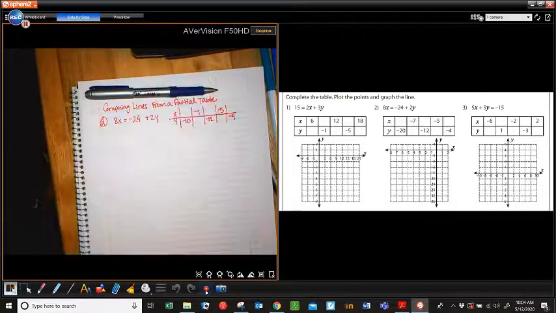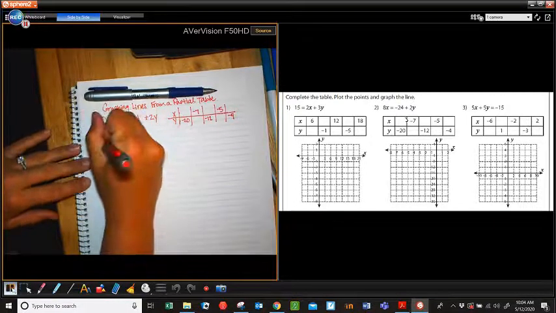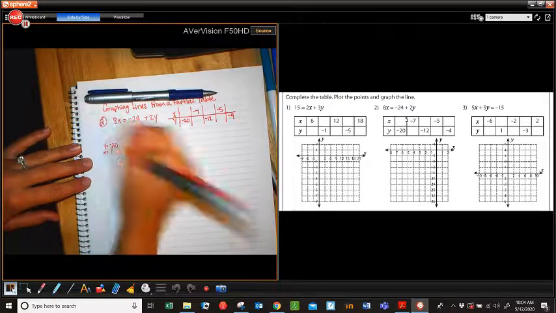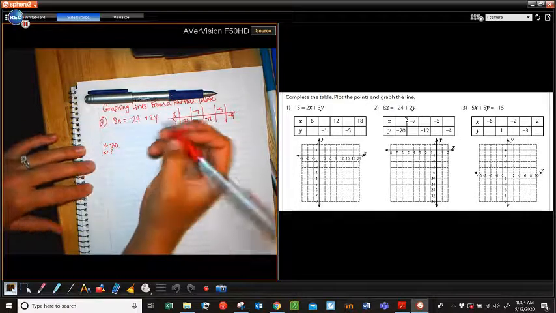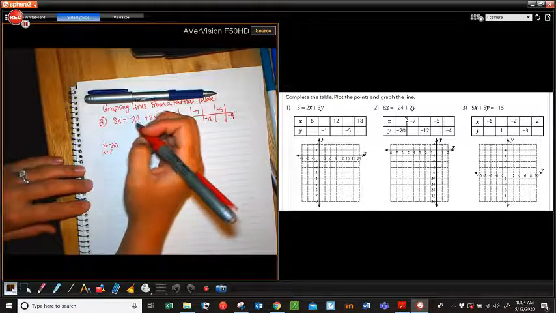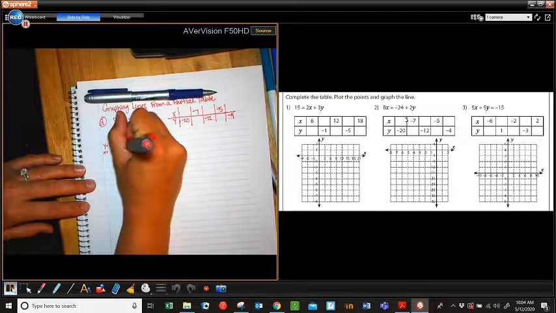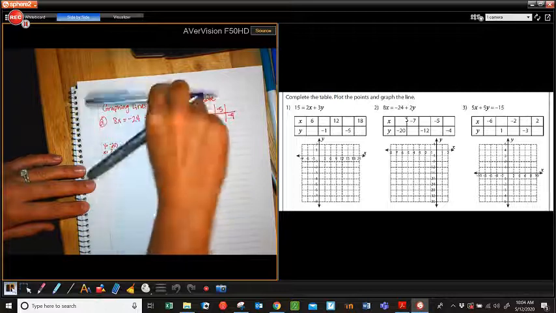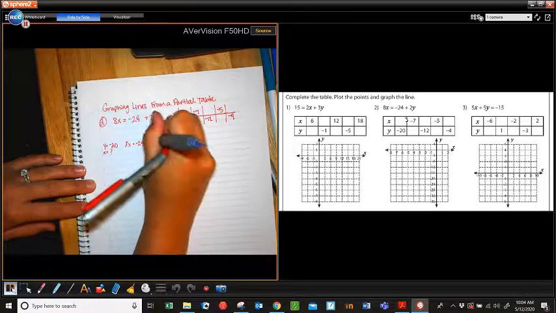Got my second color ready, and here we go. Our first value that we need to find is our x value, and we know our y value. So we know our y value is negative 20, and when our y value is negative 20, what is our x? So again, we're going to go through this the same way. We're going to substitute the known value in so we can find our unknown. We still have 8x equals negative 24 plus 2 times y, and remember y is negative 20.